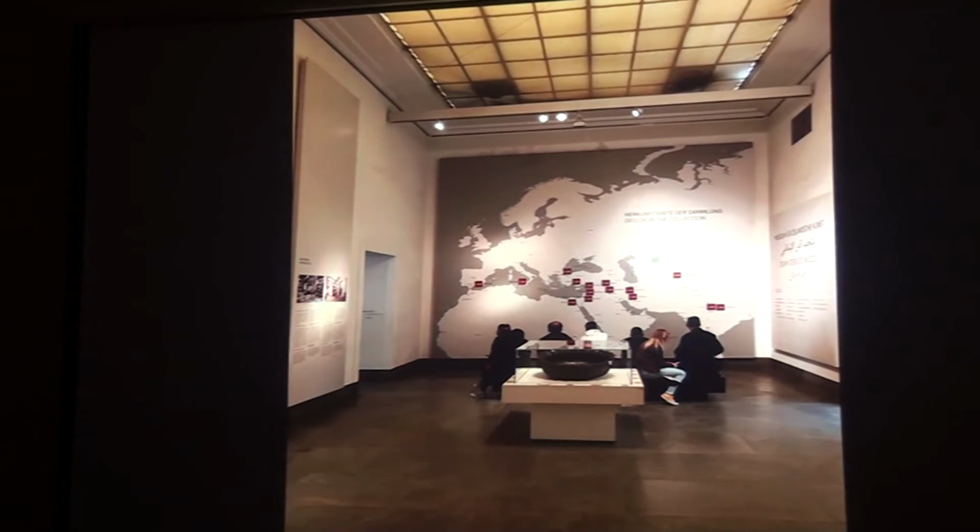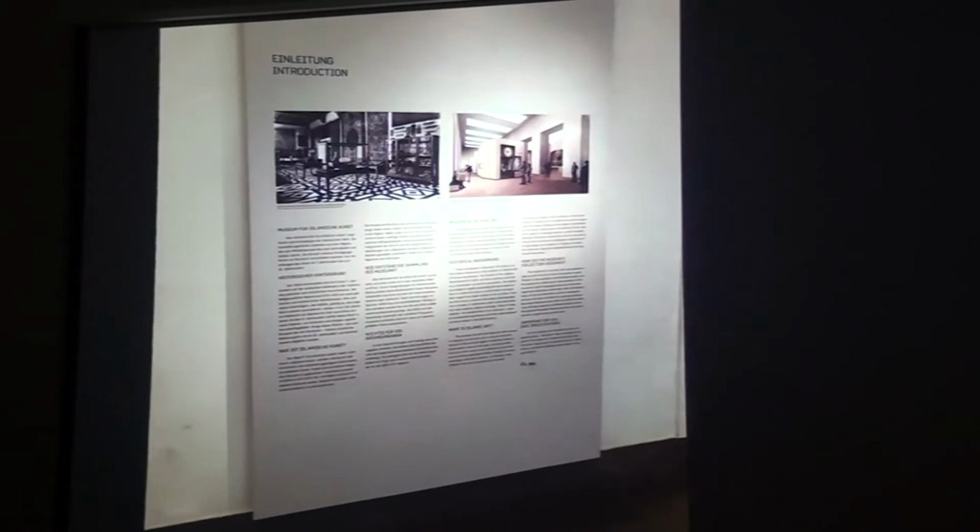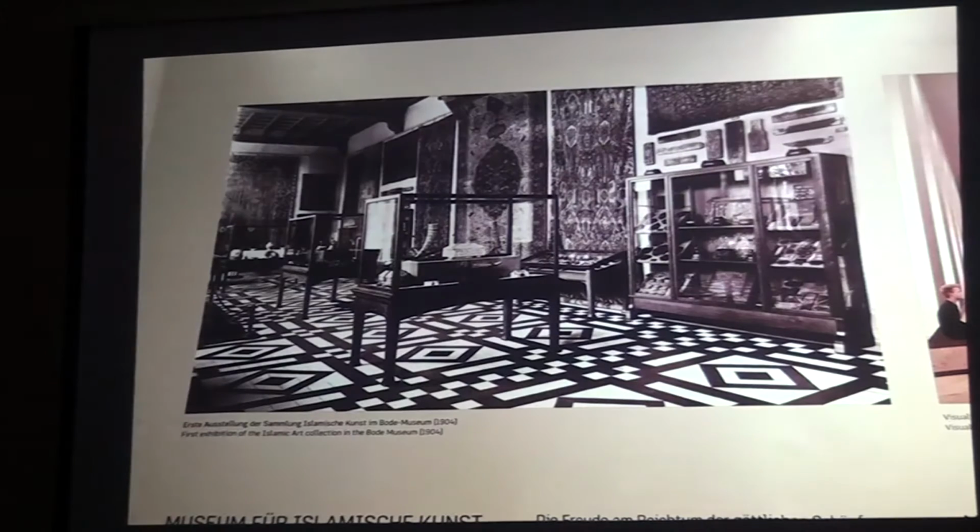What I call the introduction area, I don't know if they call it that, but there's a lot going on. There's a huge map, there's people sitting, there's an introduction text panel on the left, and then on the right, there's people who have given money to the exhibition. I was really interested in these photographs because they show how Islamic art was originally displayed at the museum, which I think is really important because it shows you the history of the exhibition of Islamic art.